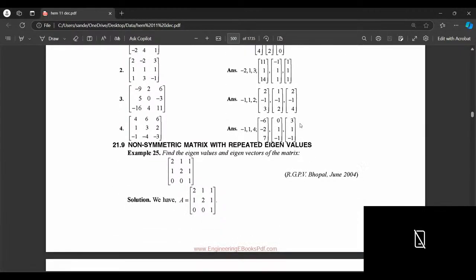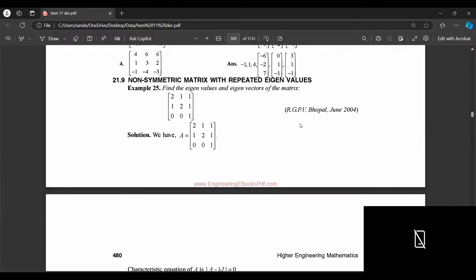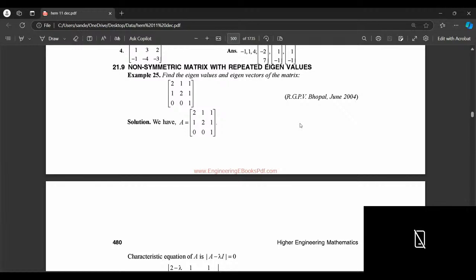Now the second case, non-symmetric matrix with repeated eigenvalues. Procedure is same, only for repeated eigenvalues you have to choose another way to find eigenvector. It is simple, it is not difficult. So here is one example. Find the eigenvalues and eigenvectors of the matrix. Matrix is given 2 1 1 1 2 1 0 0 1.